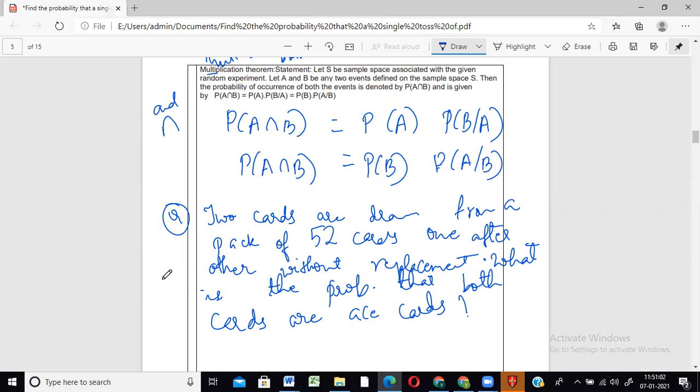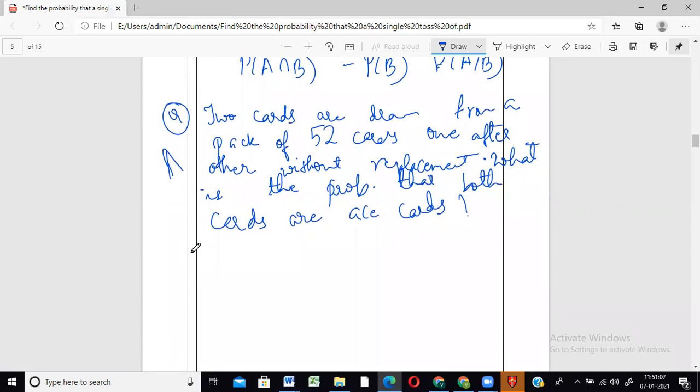I suppose you all know what an ace card is. The ace card is the card with an A written on it. So here the 52 cards, two cards are drawn one after the other without replacement. Without replacement means nothing is put back. There are 52 cards, you remove one card, and two cards you have to remove. After one card is removed, how many remaining cards are there? 51 only, correct? Now from those 51 you will pick up the second card.